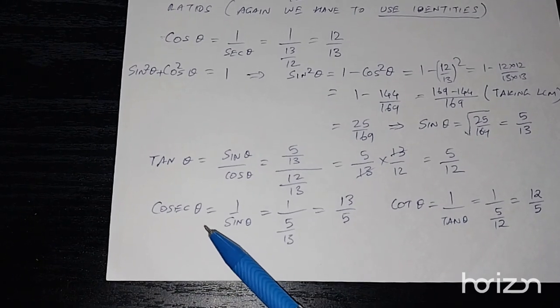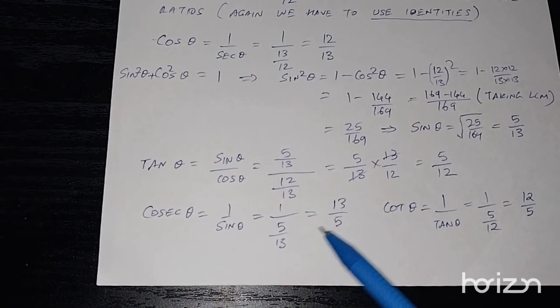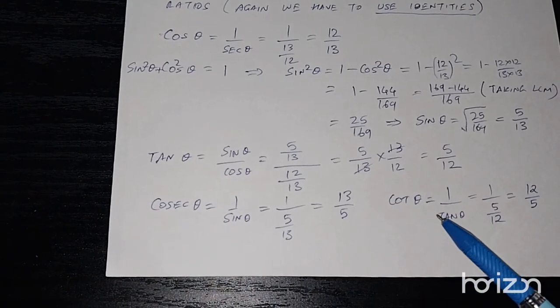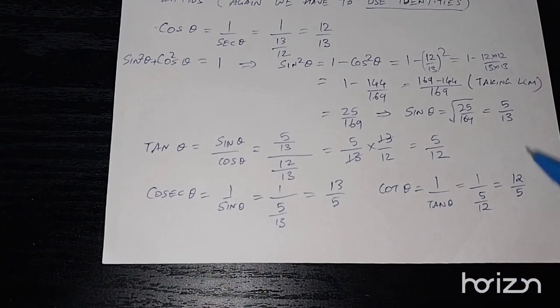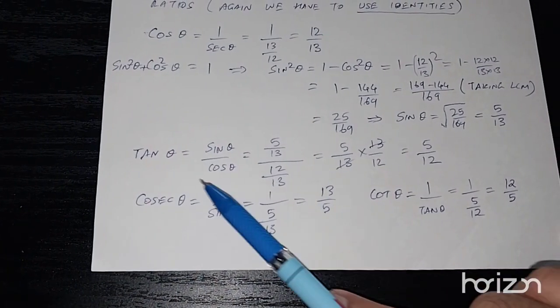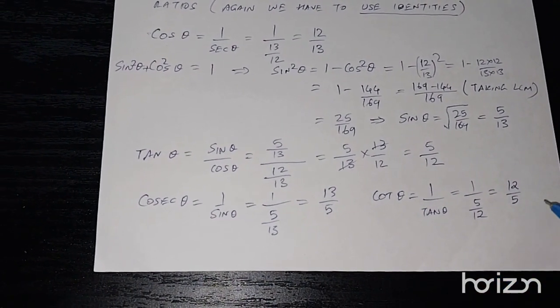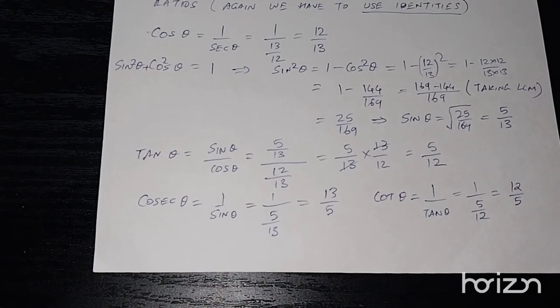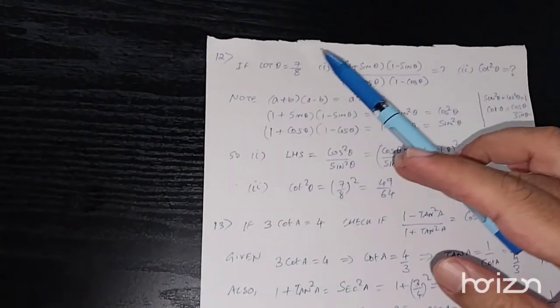And cosecant theta is equal to 1 upon sine theta, that is 1 upon 5 by 13, that is 13 by 5. And cot theta we know as 1 by tan theta. Okay, tan theta we have already calculated here, 5 by 12. So cot theta is 1 upon tan theta, that is 12 by 5. Okay, so these are the problems using trigonometric identities. Okay, so let's look at the next problem.